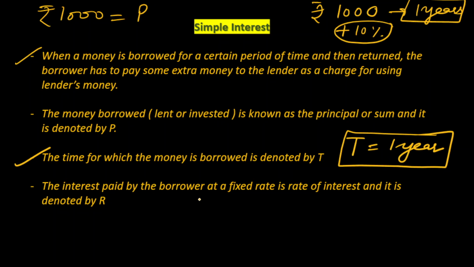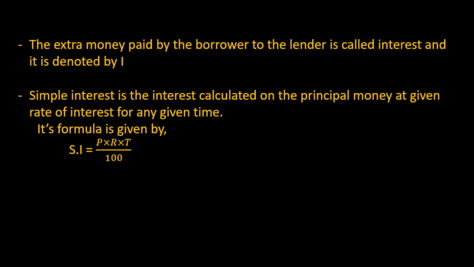The interest paid by the borrower at a fixed rate is called rate of interest and it is denoted by capital R. Like here I told you, maybe 10% you have to pay extra. So 10% is the rate of interest which you have to pay extra. Now, the extra money paid by the borrower is called interest and it is denoted by I. Suppose 1,000 you have borrowed and along with that 10% you have to pay extra. So 10% of principal only you have to pay.